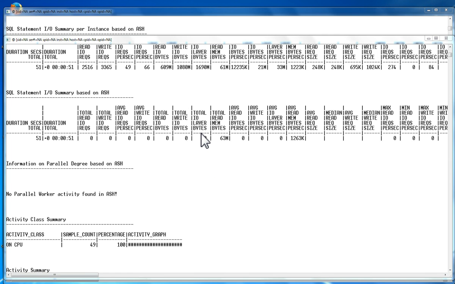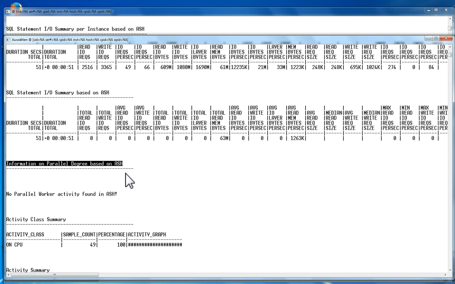Hello, in this part of the online tutorial of Explain-Esh, I come to the sections specific to parallel execution. As you can see here, from serial execution, this section, information on parallel degree based on Esh, simply tells you that Explain-Esh could not find any parallel execution activity in active session history, and therefore it simply skips this section and also the section that follows after if there is parallel execution detected.